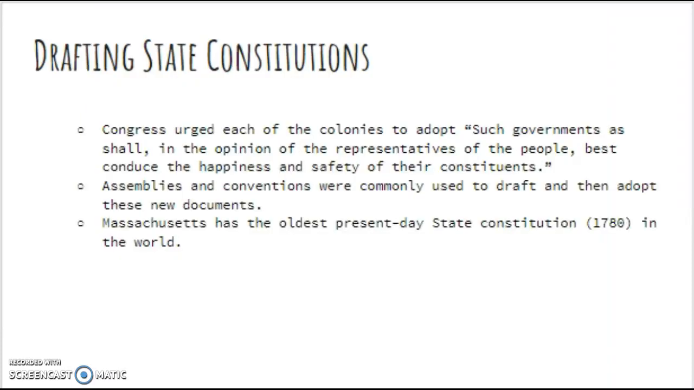All right, so drafting state constitutions. Congress urged each of the colonies to adopt such governments as shall, in the opinion of the representatives of people, best conduce the happiness and safety of their constituents. So again, create a government that is chosen by the people and that will promote happiness and safety for their people. Assemblies and conventions were commonly used to draft and then adopt these new documents. So constitutional conventions. Massachusetts had the oldest present-day state constitution in 1780 in the world.